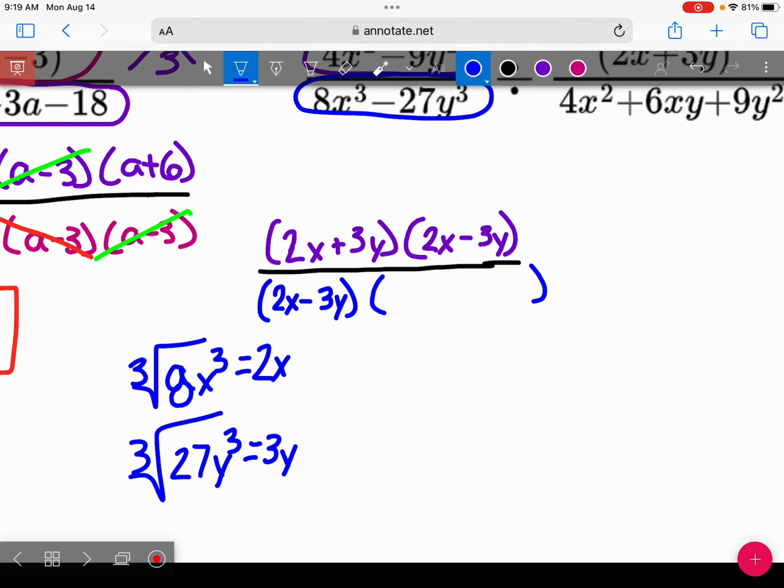We take that first piece squared, so we're going to have 4x squared, with the opposite sign, so it's going to get a plus. This piece times that piece, 6xy. This piece squared, 9y squared.